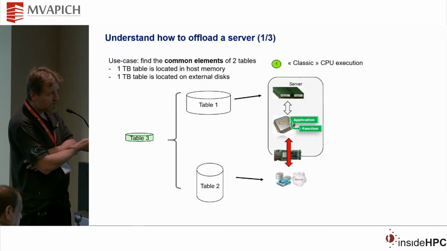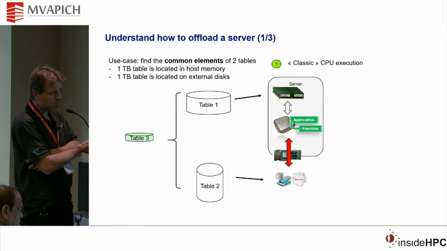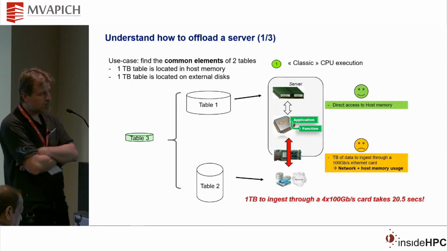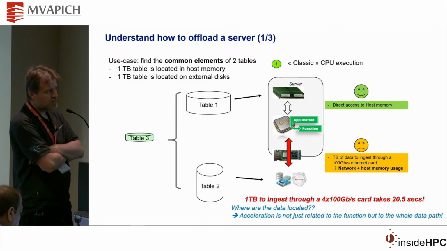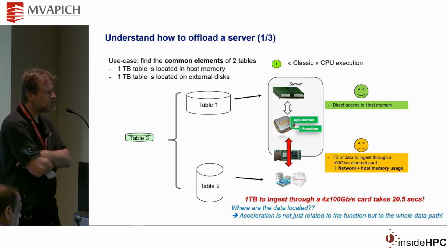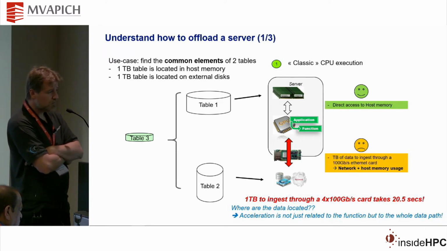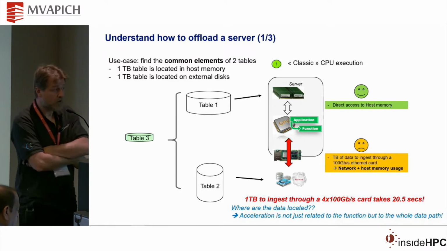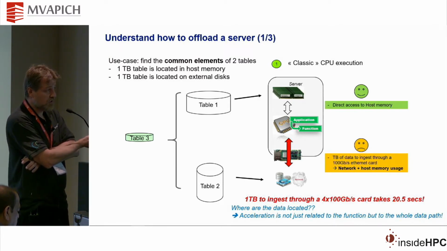So let's say your application and your comparison function will grab from the network, through the NIC card, into the server memory, all the table. So you have a direct access to the host memory because you are in the CPU, but you have to ingest. And we made a very basic calculation here: to ingest 1 terabyte through a very huge computation network card, it would take you 20 seconds. So the question is, where are your data? Your data being outside, you need time to get them into your local CPU.